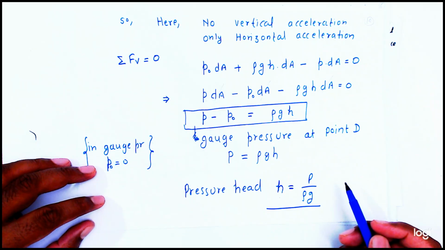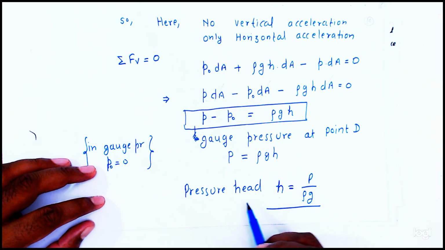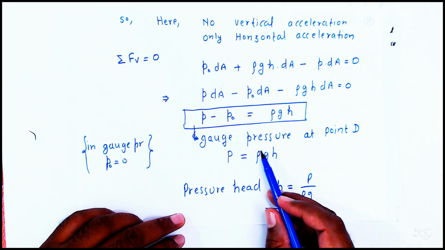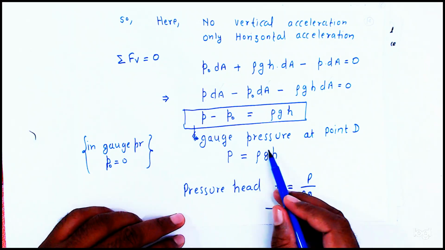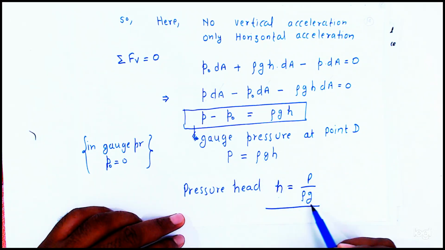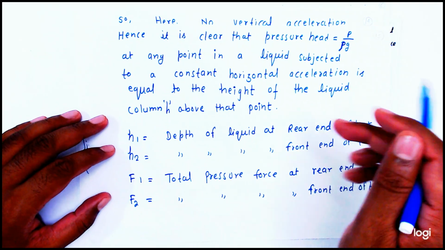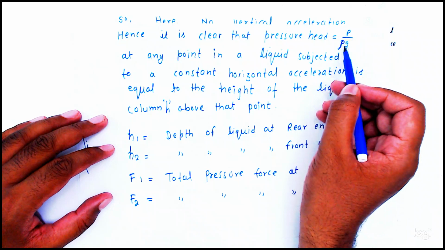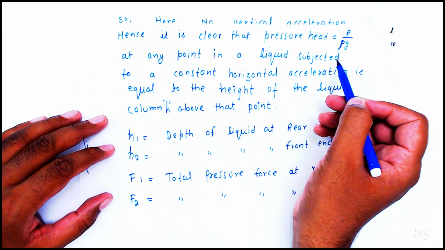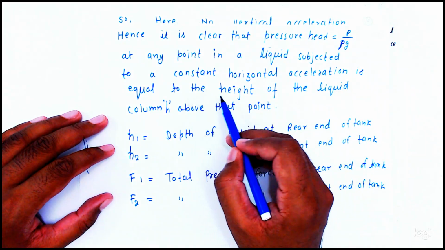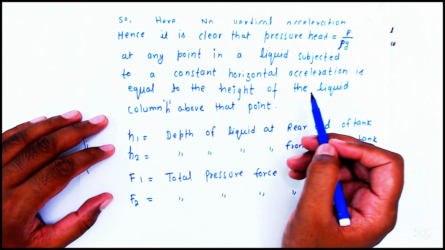Getting friends? So here also the same thing is coming. P is equal to rho g H, whatever the hydrostatic law is saying, the same thing is coming in this also. So H is equal to P by rho g is also coming. Getting friends? Hence, it is clear that the pressure head P by rho g at any point in the liquid subjected to a constant horizontal acceleration is equal to the height of the liquid column H above the point.